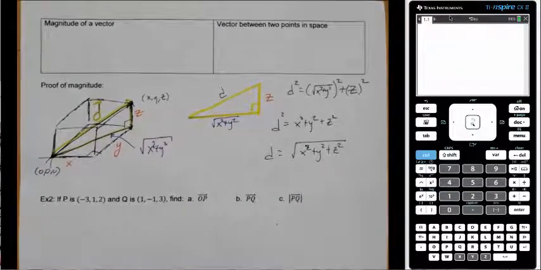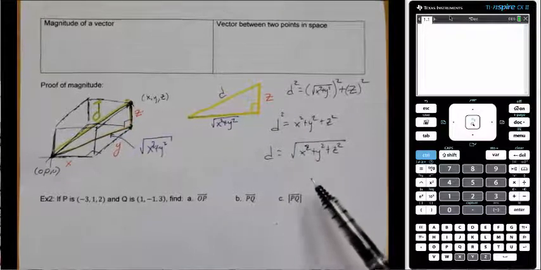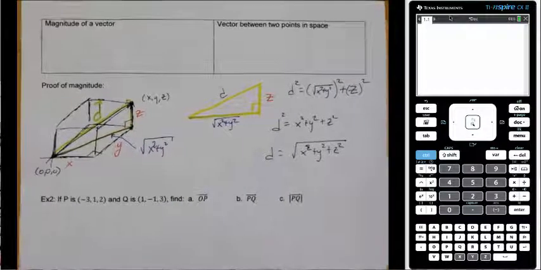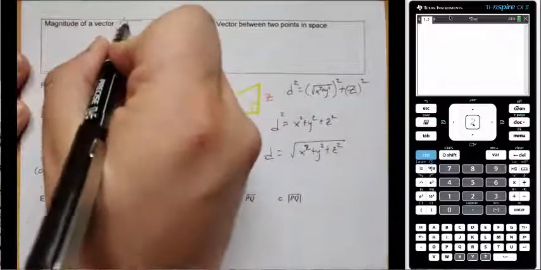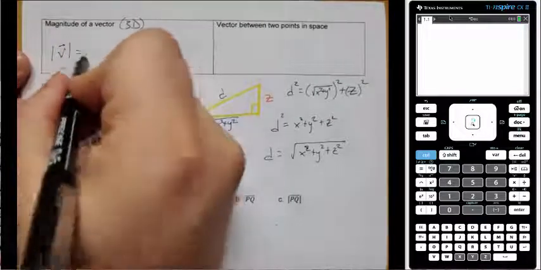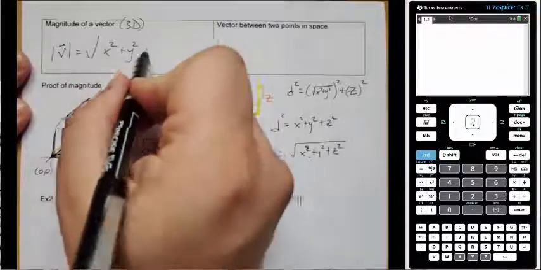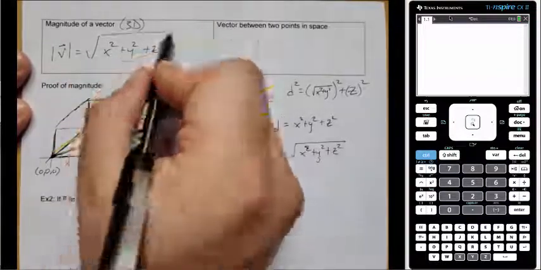Long story short, the distance in 3 dimensions is the Pythagorean theorem, just with 3 terms instead of 2. So we say that the magnitude of a 3D vector is the square root of the x component squared plus the y component squared plus the z component squared.